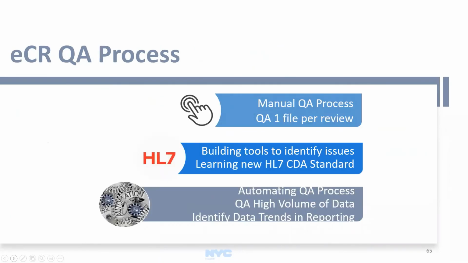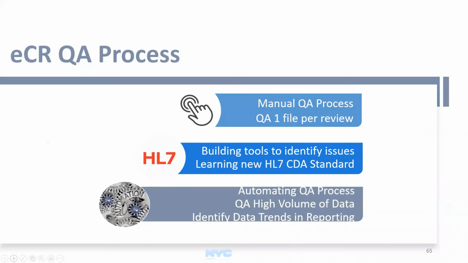So just like with the outreach and the onboarding, we've also optimized the ECR QA process. As Aruna mentioned, in the beginning of our QA process we had one pilot location onboarded and the process was manual. It was limited to one file per review since it was an extensive manual process. After onboarding more healthcare organizations, we quickly identified the need to build tools to efficiently identify issues on a higher volume level, both internally and externally.